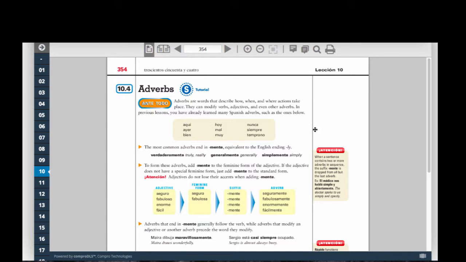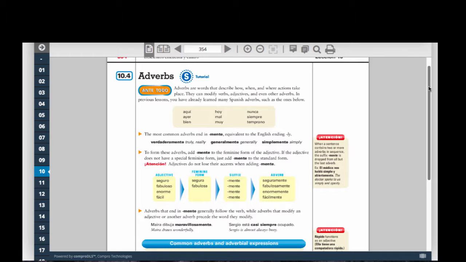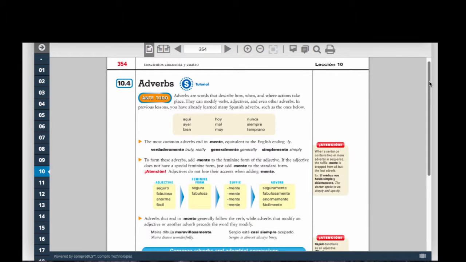And the last structure of this chapter is the adverbs. Remember, adverbs are grammatical forms that modify adjectives or verbs. And these are some common ones that you probably feel familiar with: aquí, ayer, bien, hoy, mal, muy, nunca, siempre, temprano.